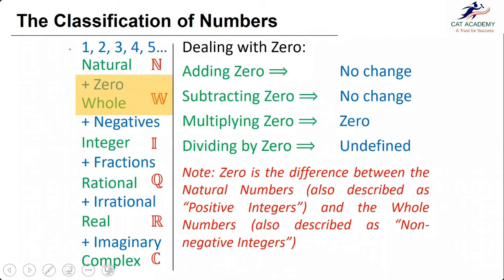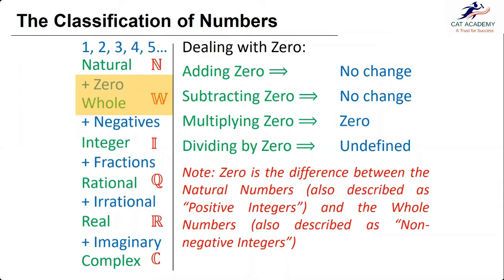Now 0 is the difference between the natural numbers, also described as positive integers. So, 0 is the difference between natural numbers and whole numbers. Natural numbers are 1, 2, 3, 4. Whole numbers are 0, 1, 2, 3, 4. And by the way, natural numbers are called positive integers because integers contain negative integers, positive integers, and a 0. So positive integers are 1, 2, 3, 4, 5. That is same as natural numbers.